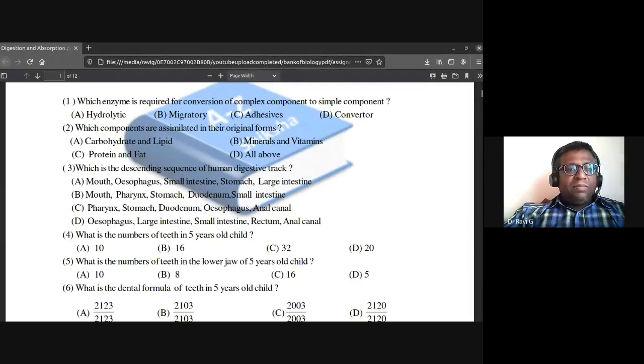So today we'll be commencing with the multiple choice questions for the topic of digestion and absorption. So the various questions are there. So let us solve one by one.